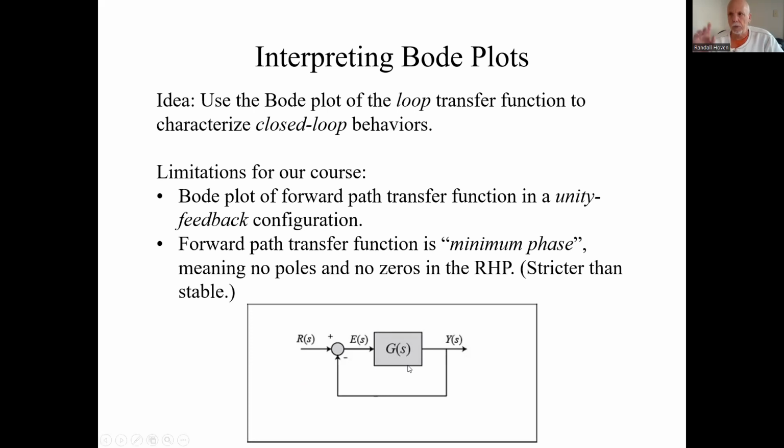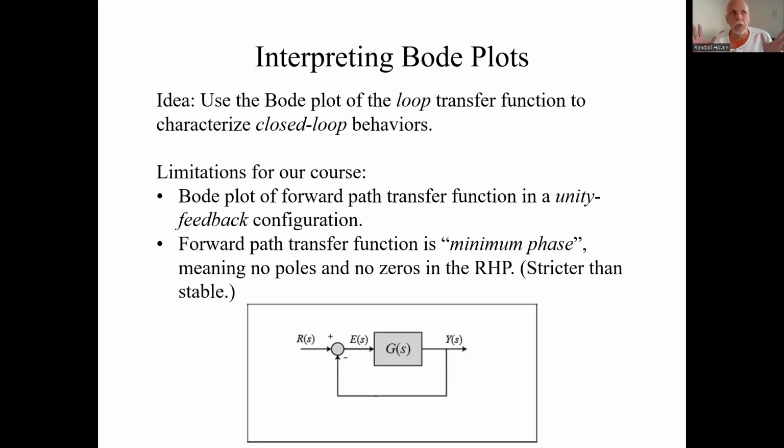A couple of restrictions for my course, just to keep it semi-simple. First, we're talking unity feedback. The gain in this feedback path is 1. The other thing, this G, if you have a Bode plot of it, it has to be stable, meaning all poles in the left half plane. We're going to require also that all zeros are in the left half plane. That type of system is called a minimum phase transfer function. So given that, what can we learn from the Bode plot?